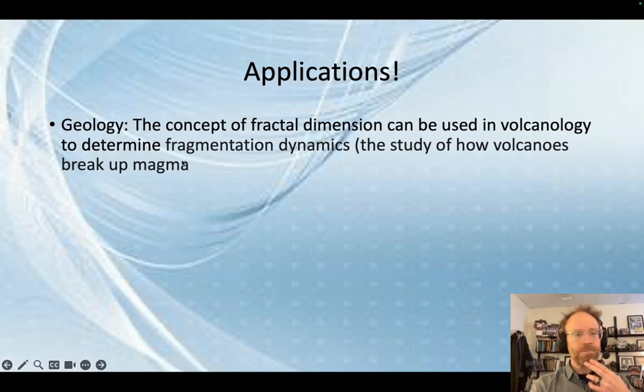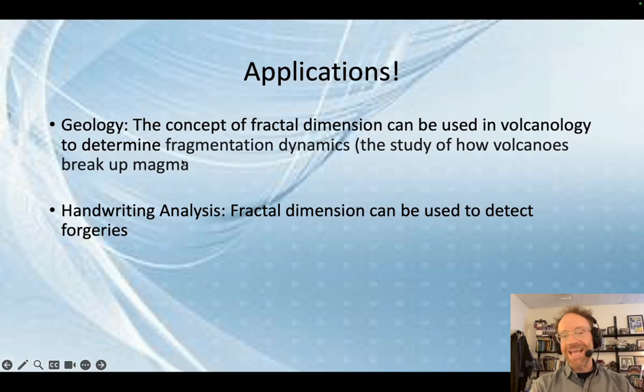Another student of mine worked on handwriting analysis. It turns out fractal dimension can be used to detect forgeries in handwriting. And speaking of forgeries, fractal analysis is also used to detect forgeries in paintings as well. All kinds of applications for this really bizarre, kind of far out there mathematics of fractals. All coming from the study of borders.